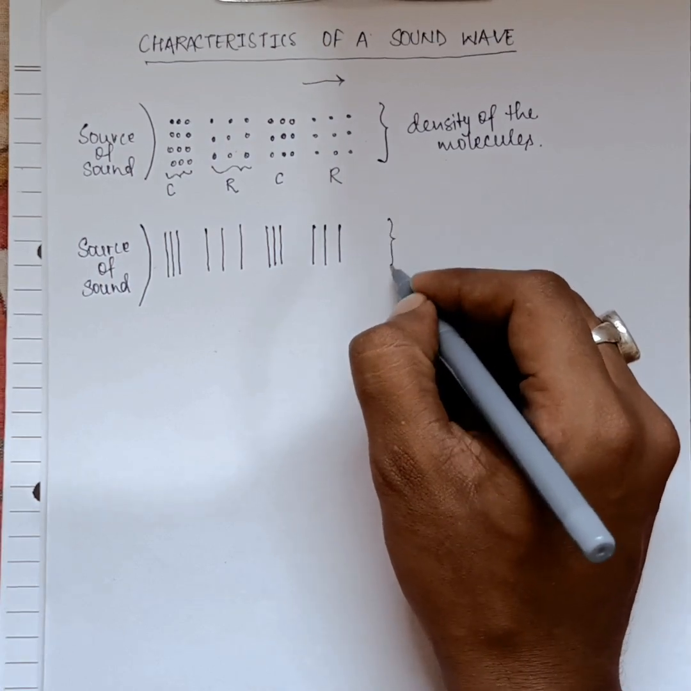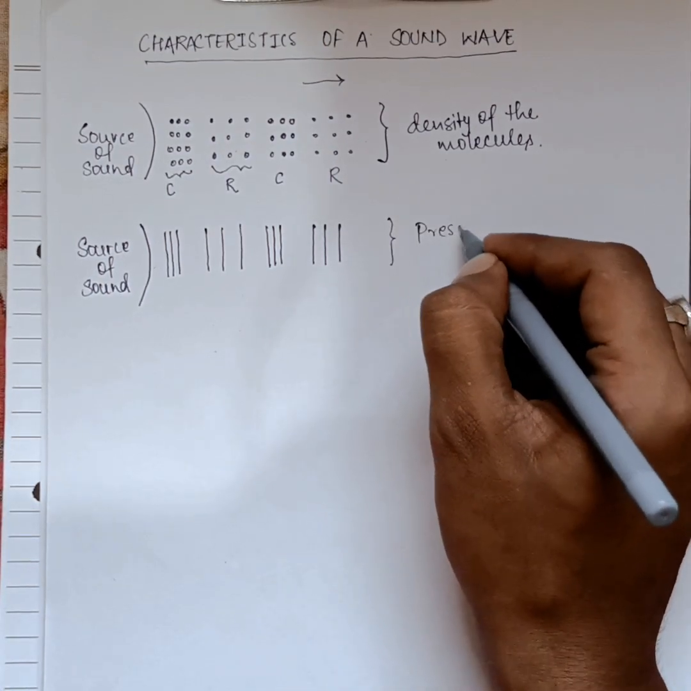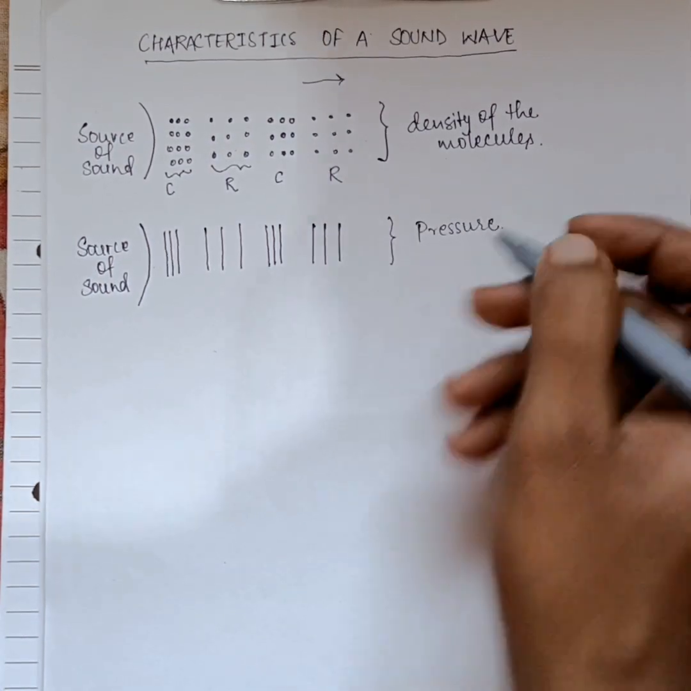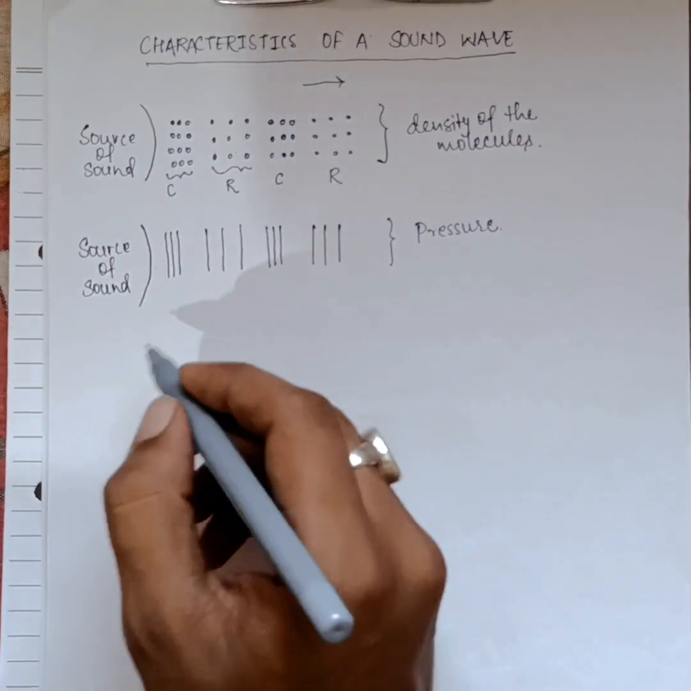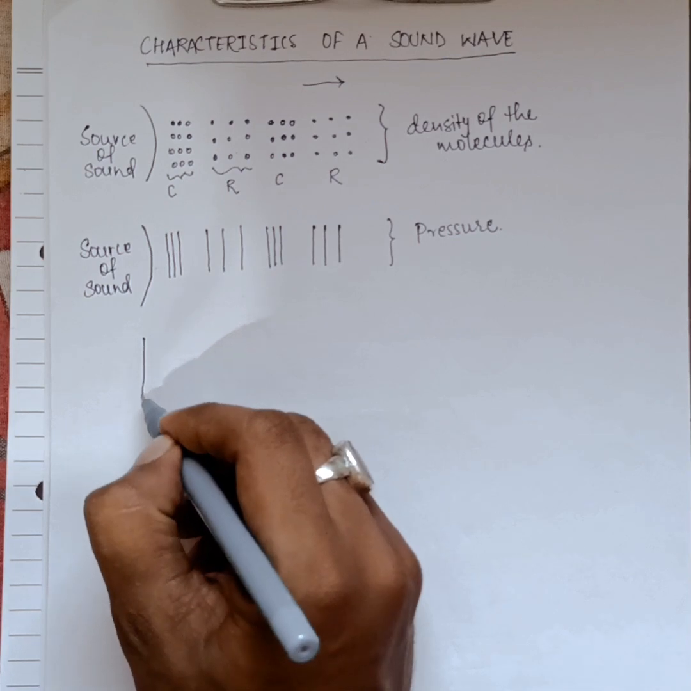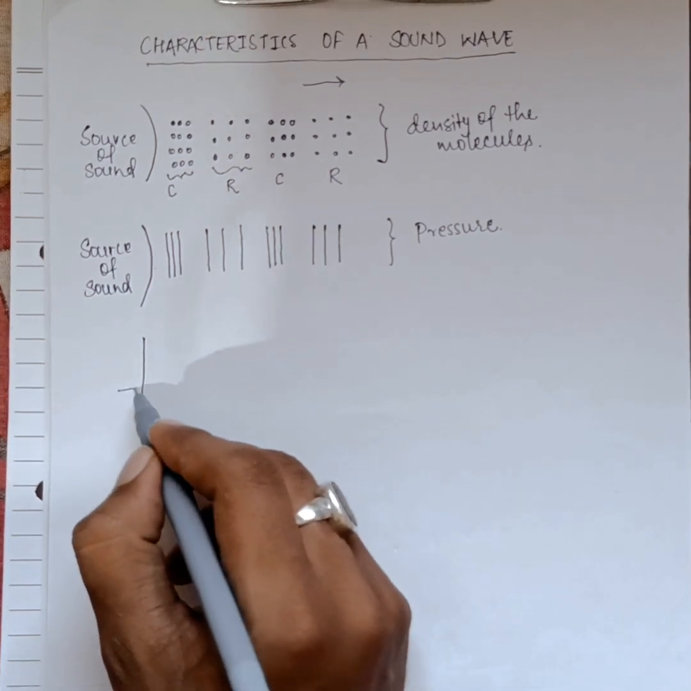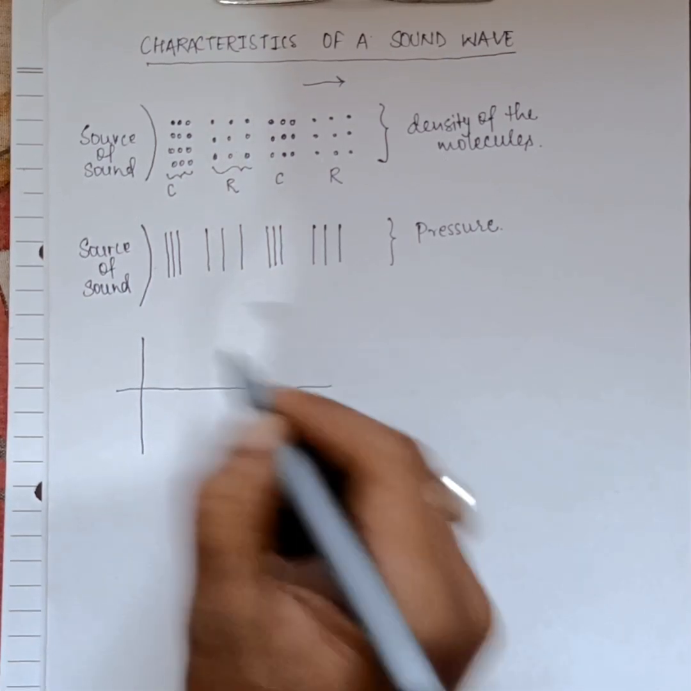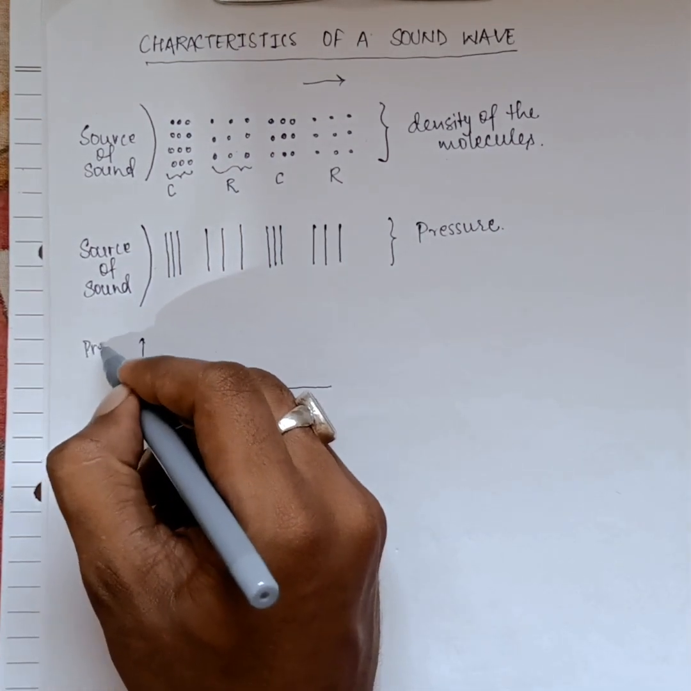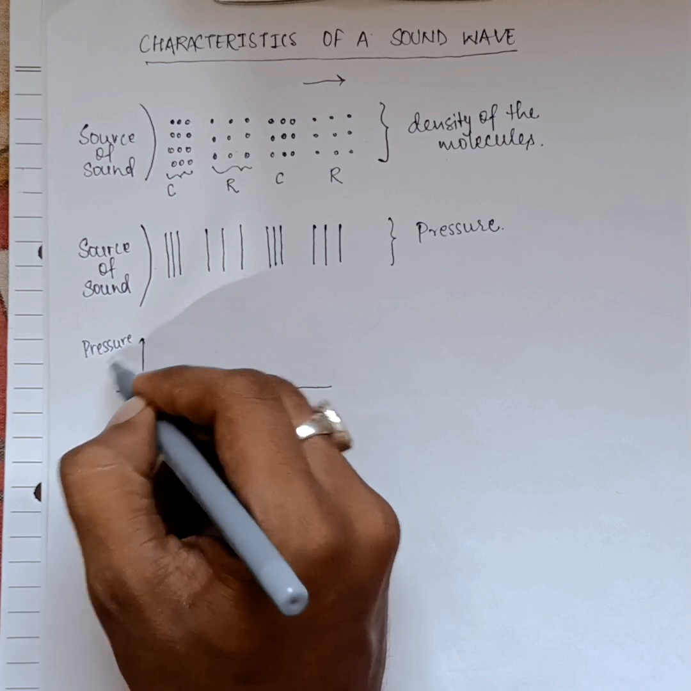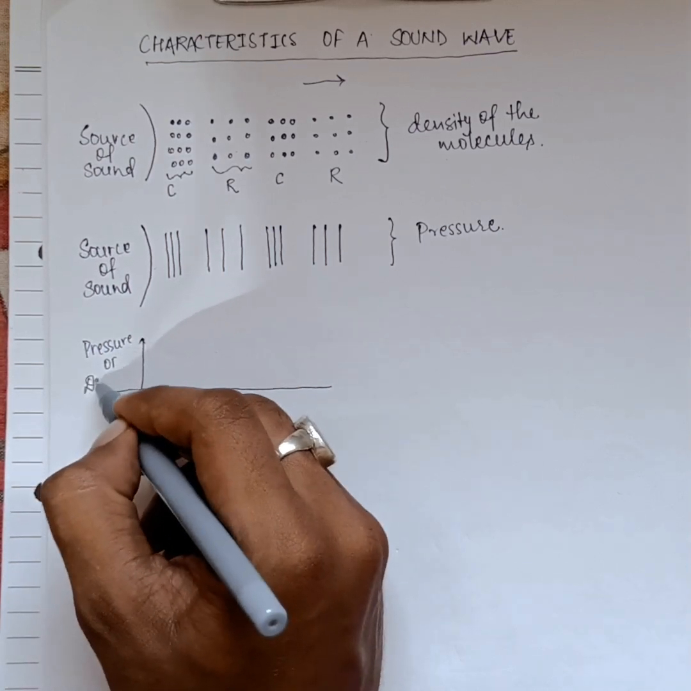This is on the basis of pressure created on the molecules due to the source of the sound. And here, when we draw the graph of it, suppose this line shows the pressure or density of the molecules.